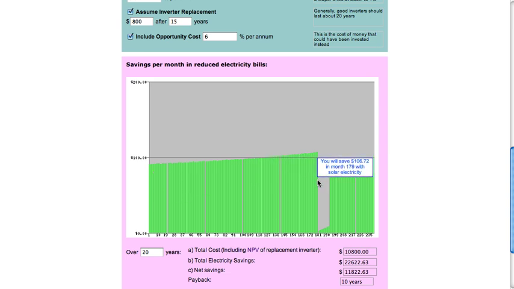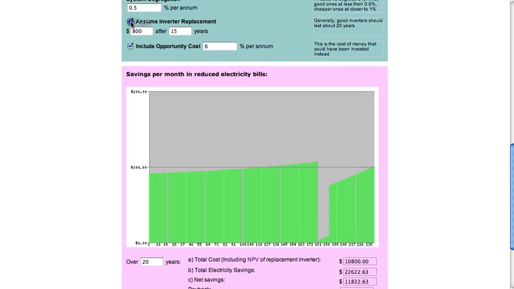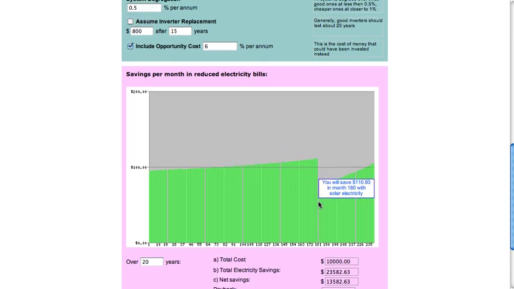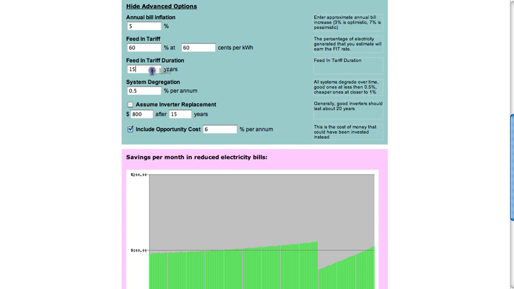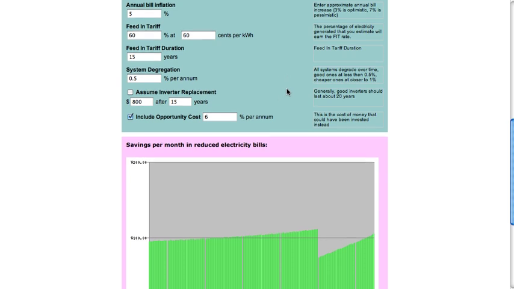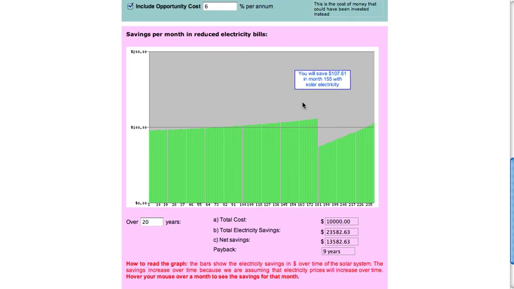This dip over here is because I've assumed we have to replace the inverter after 15 years. So I'm assuming that you'll pay for the inverter over a year, so that's why you've taken a hit to your cash flow there. If we untick that box, we still get a dip after 15 years, but that's because if we look up here, we've said that the feed-in tariff is going to end after 15 years. Touch wood, the politicians keep their promise. So you can see, even though the feed-in tariff's ended, you're still getting a nice positive cash flow because we're assuming the electricity prices are going to go up a hell of a lot in 15 years.